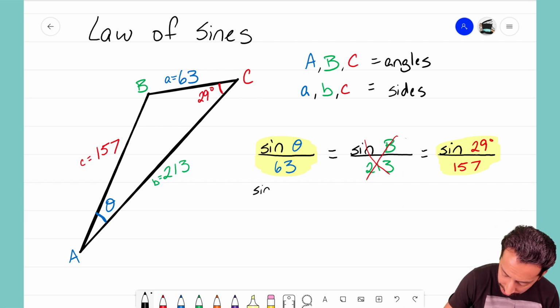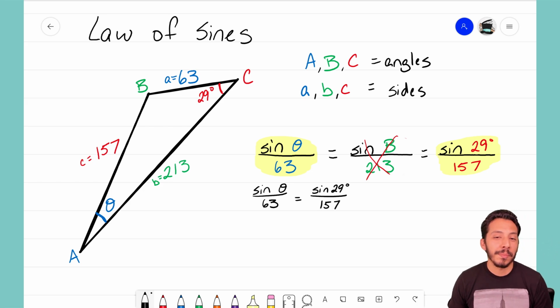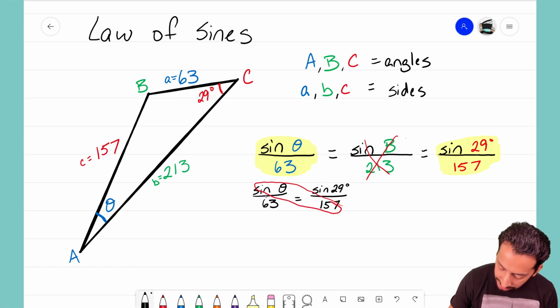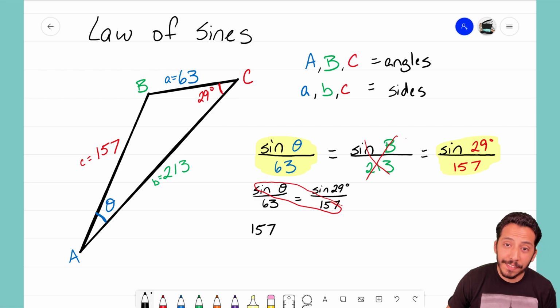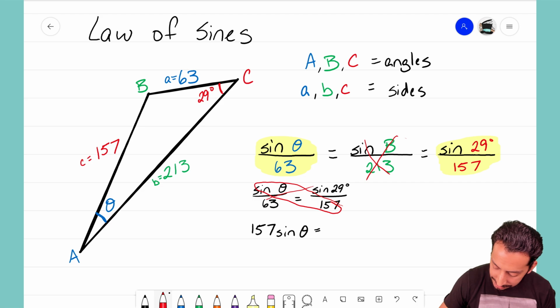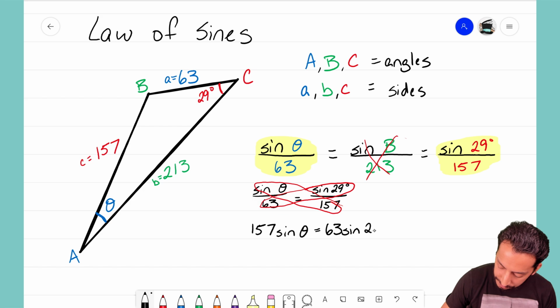So I will write that out. Sine theta over 63 equals sine of 29 degrees over 157. At this point, all we have to do is cross multiply and solve. So I'm going to cross multiply this so I can start to get theta by itself. 157 times sine of theta will be equal to 63 times sine of 29 degrees.